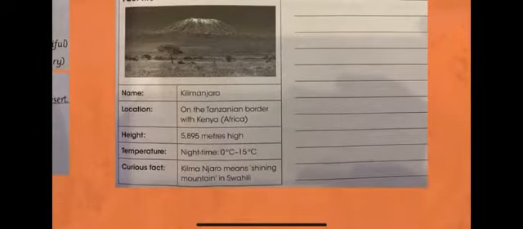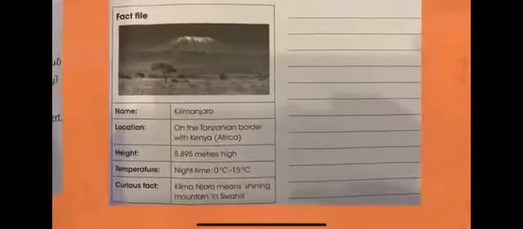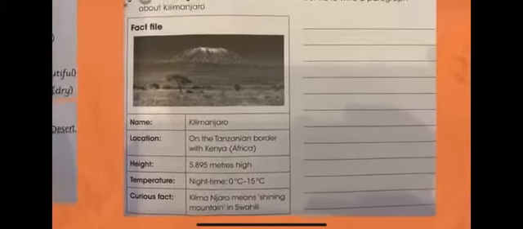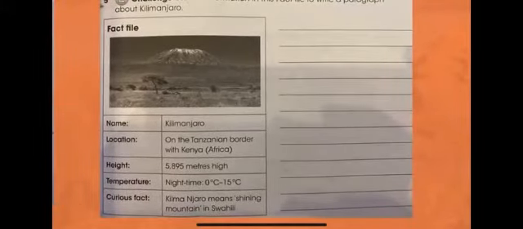Kilimanjaro is the highest mountain in Africa. Fine. So the first one was the highest mountain in Mount Everest. It is the highest mountain in Africa. Just this way, just the way they have written, you have to write the fact, taking help from the fact file, you have to write a paragraph on this mountain Kilimanjaro. Kilimanjaro is basically a volcano. So this mountain erupted and it's basically a volcano and it's the highest mountain in Africa.